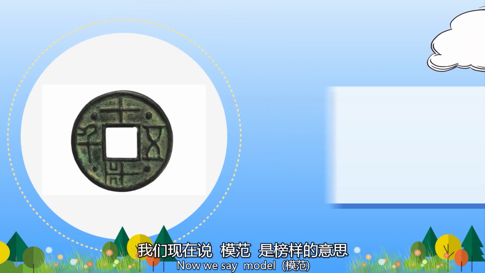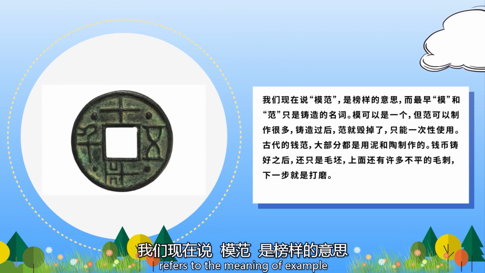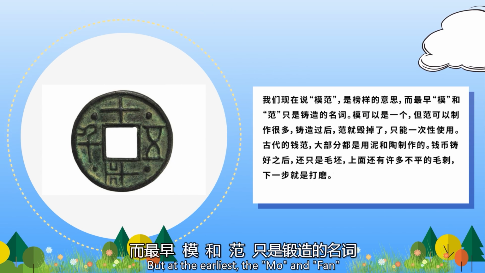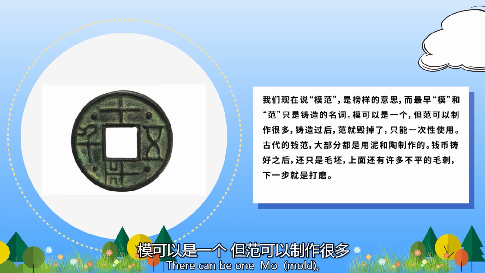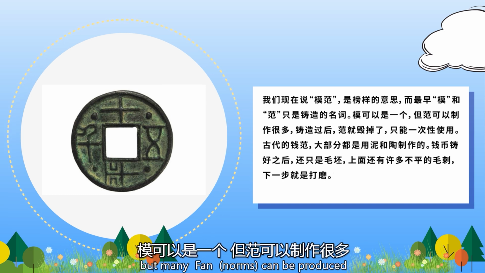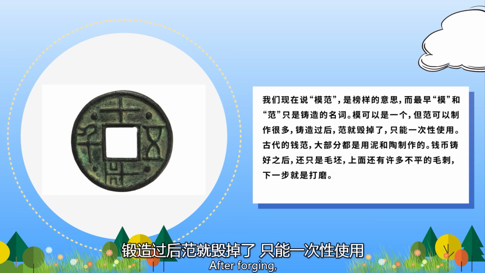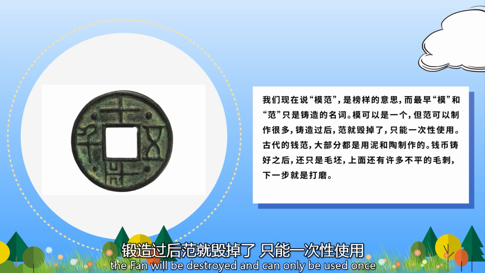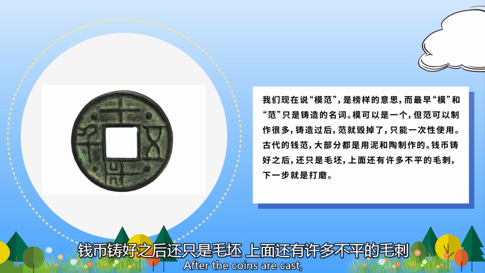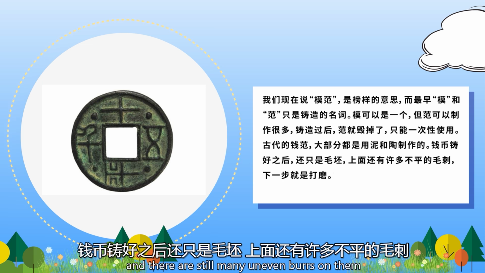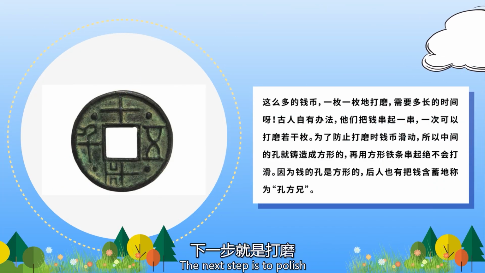Now we see model refers to the meaning of example, but at the earliest, the Moor and fan were just nouns for forging. There can be one Moor mold, and many fan norms can be produced. After forging, the fan will be destroyed and can only be used once. The ancient pattern coin, most of them were made of mud and pottery. After the coins are cast, they are still just blanks, and there were still many uneven burrs on them. The next step is to polish.